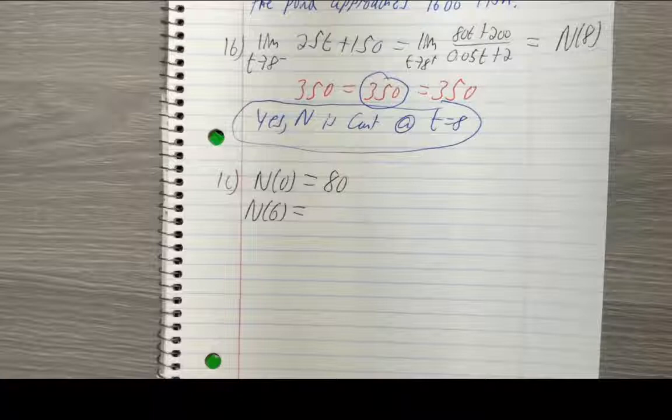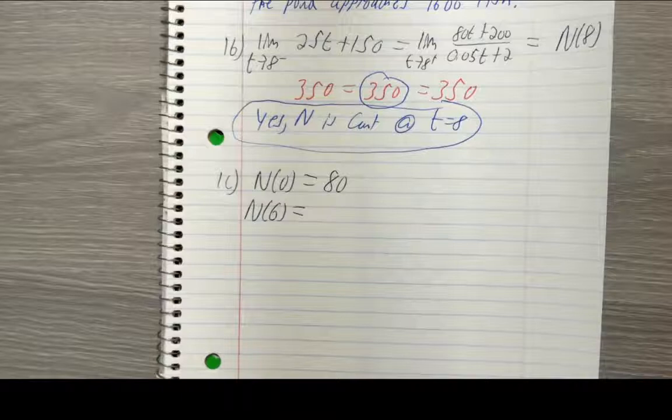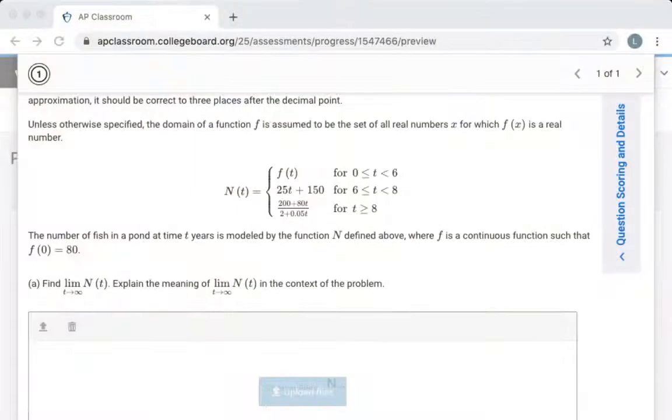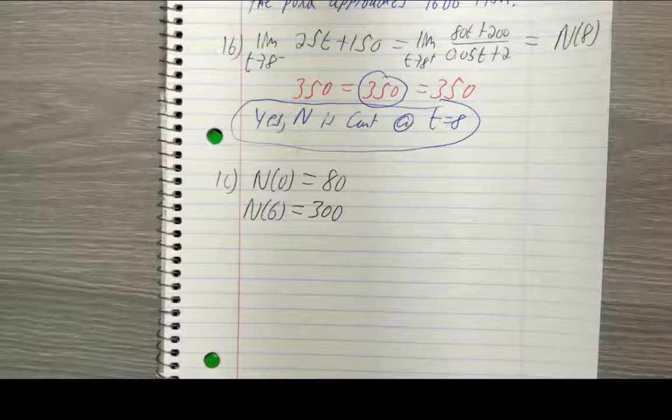I also know what n of 6 is. Mr. Harris, why are you finding that? Well, it gives me this interval. I want to know what we started with and what we ended with in that time interval. It gives me the interval 0 to 6. Well, where is 6 defined? At which function? You can see 6 is defined at the second function, 25t plus 150, because that's when 6 is less than or equal to t. So we take that second function where 6 exists, plug in 6, and we get 300.